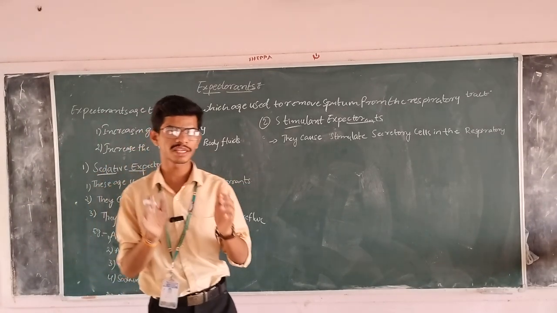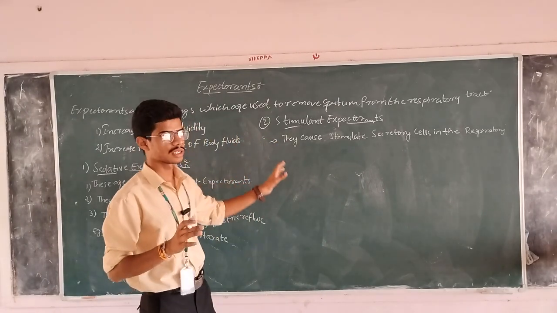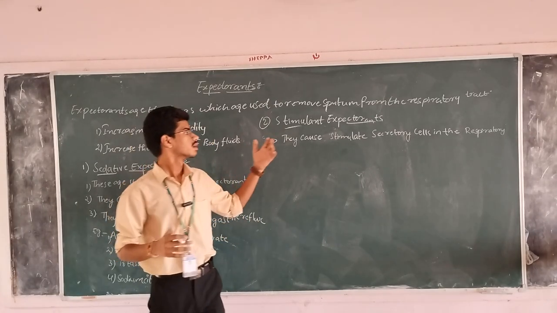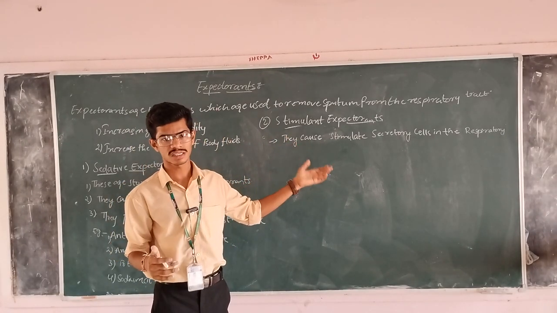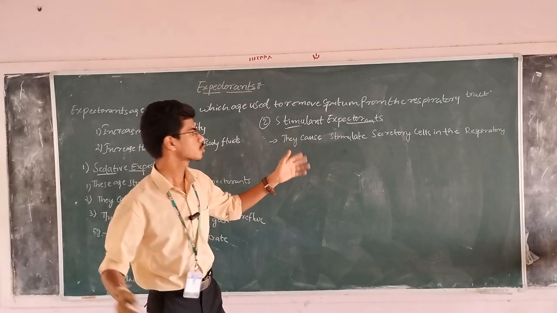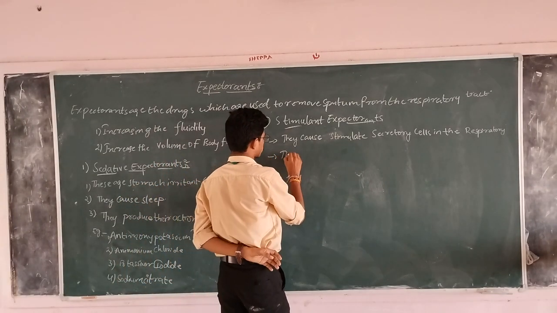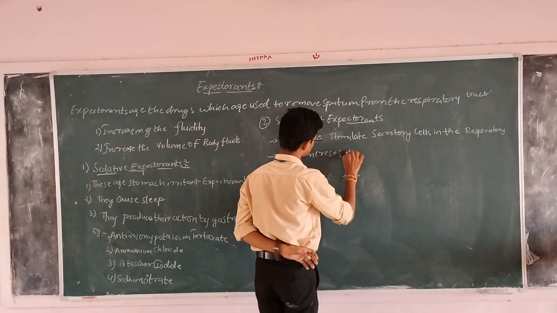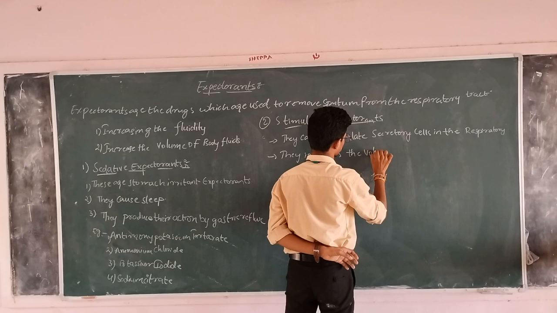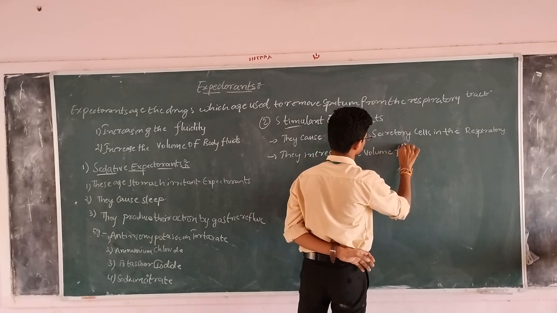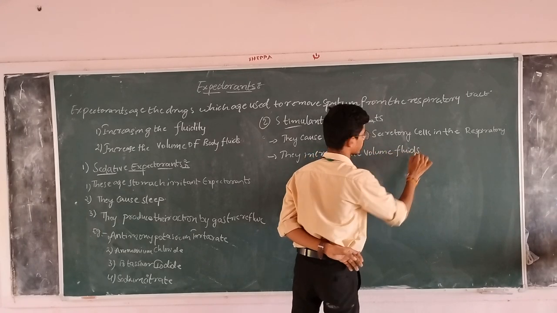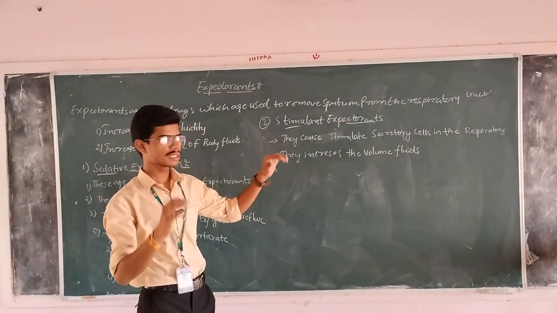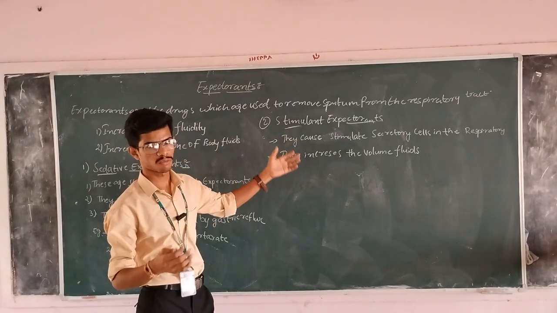Normally the secretory cells produce some range of volume of fluids. While taking these stimulant expectorants, they cause more secretion from the secretory cells, such as mucus, in the respiratory tract. So they increase the volume of fluids. And what is the use of increasing these body fluids?